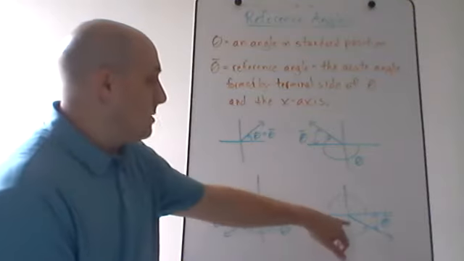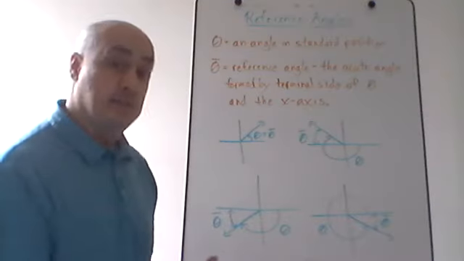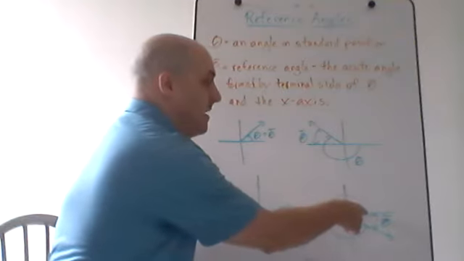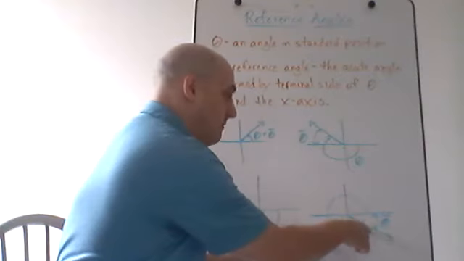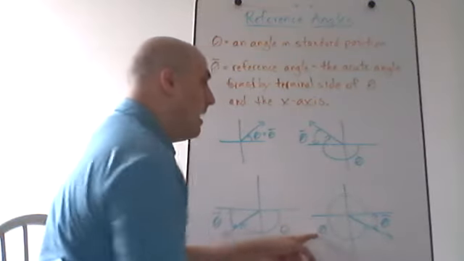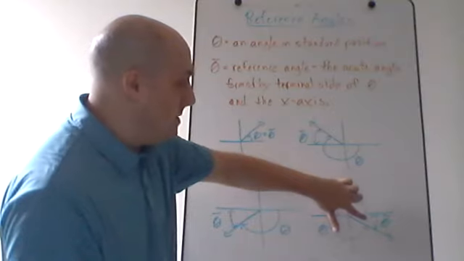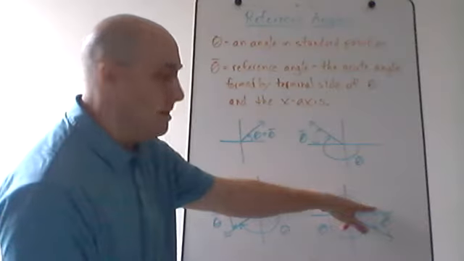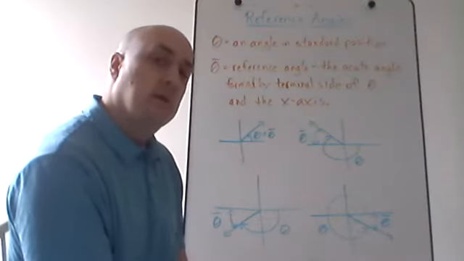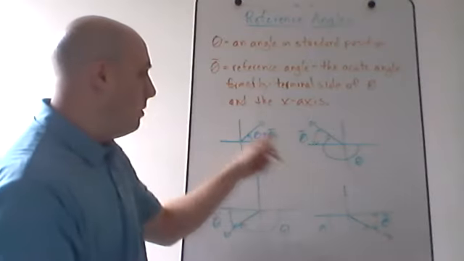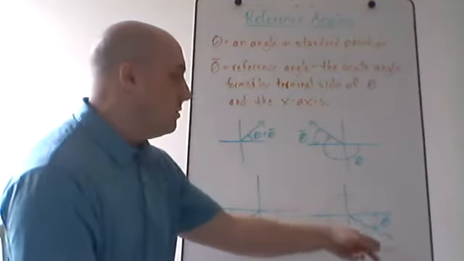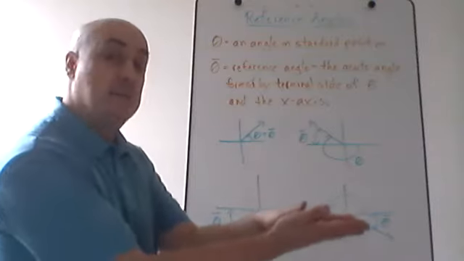And the last one here, if my terminal side is in the fourth quadrant, I'm starting on the positive x-axis and rotating all the way around to the fourth quadrant. That's my angle theta. The angle theta bar is going to be that acute angle between my terminal side and the positive x-axis. So when you're in the first quadrant or the fourth quadrant, your reference angle is taking you to the positive x-axis.